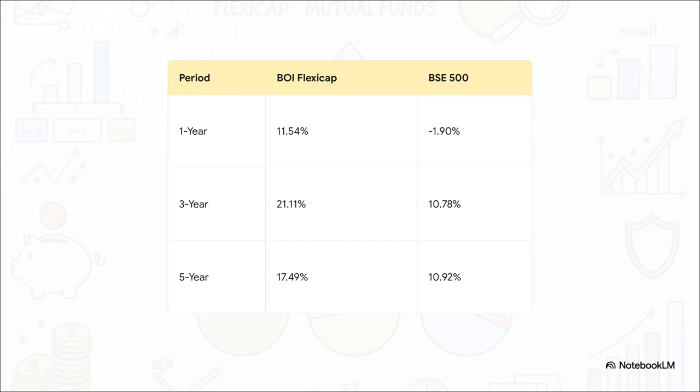The fund has consistently and significantly outpaced the BSE 500 benchmark across literally all major time horizons. Just consider that massive 3-year gap, 21.11% for the BOI fund versus just 10.78% for the benchmark. That is a huge outperformance, and it really highlights just how effective their active management strategy has been.